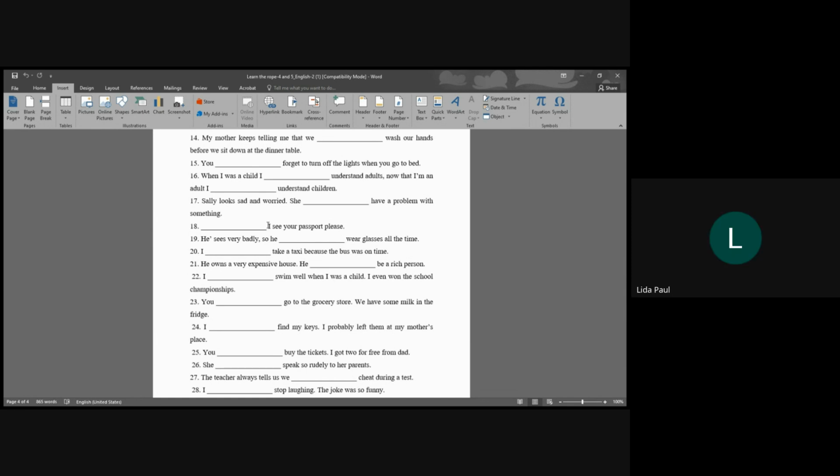I can't, right? Negation of can, I can't. So both are about ability. As a child, you couldn't understand adults, and now as an adult, you can't understand children. Both of them point towards ability, right? So couldn't and can't, correct.